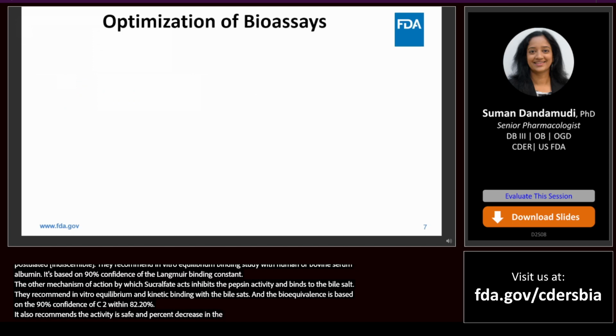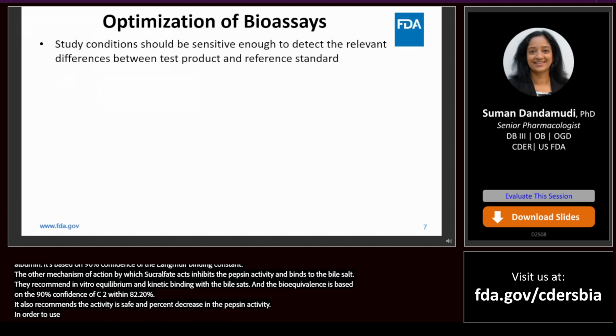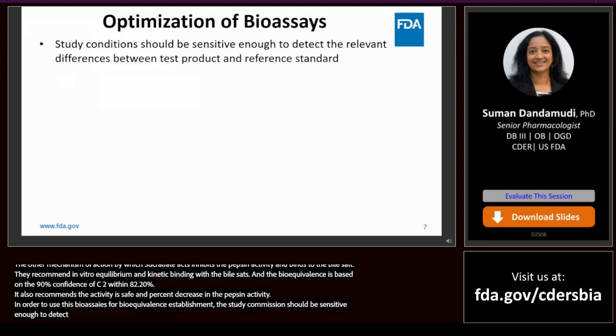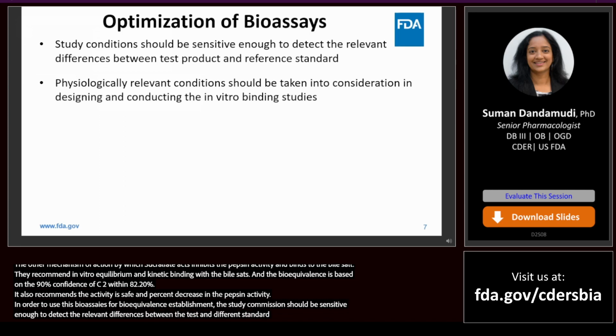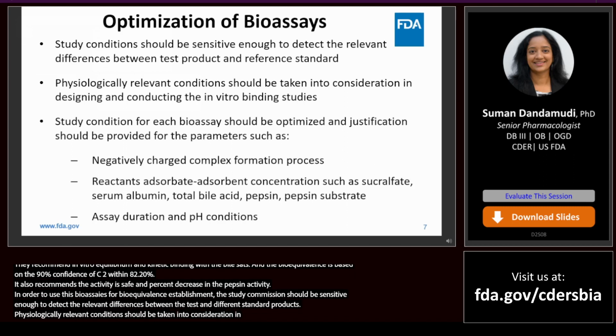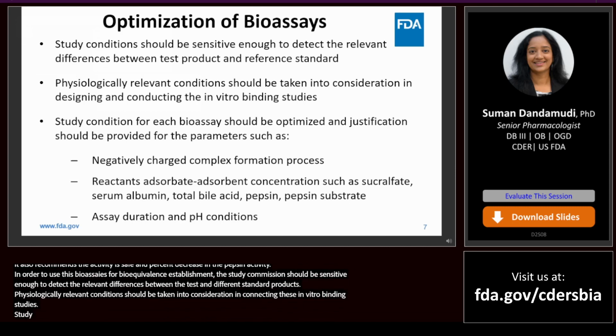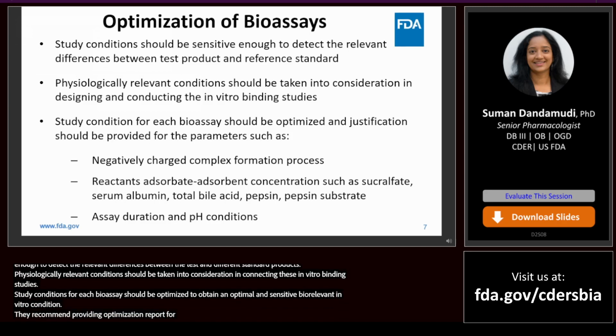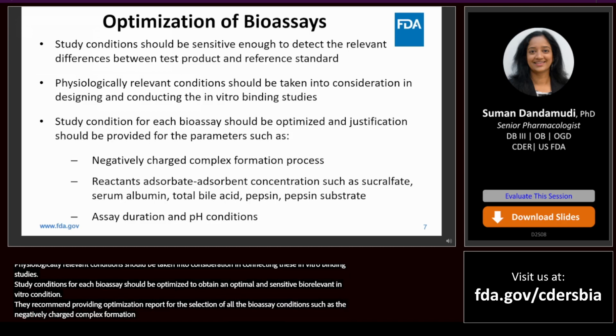In order to use these bioassays for bioequivalence establishment, the study conditions should be sensitive enough to detect the relevant differences between the test and reference standard products. Physiologically relevant conditions should be taken into consideration in conducting these in vitro binding studies. Study condition for each bioassay should be optimized to obtain an optimal and sensitive biorelevant in vitro condition. The PSG for this drug product recommends providing an optimization report for the selection of all the bioassay conditions, such as the negatively charged complex formation process, the adsorbate and adsorbent concentrations, the assay duration, and the pH condition.